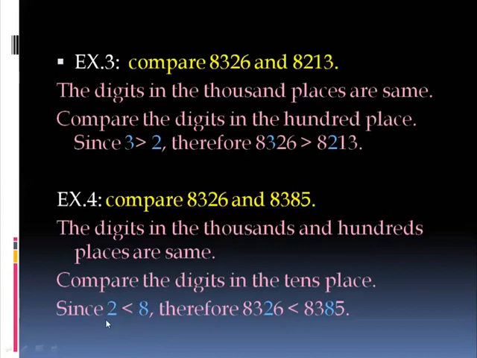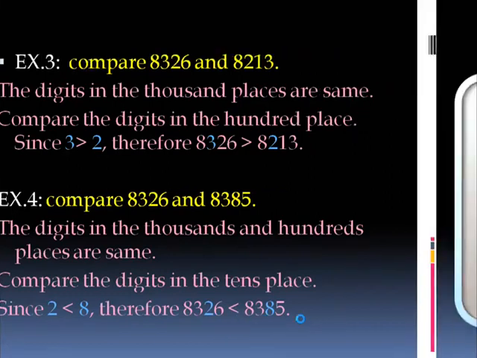Understood now? First you have to compare these two numbers. If the first number is less than the second number, you have to put the less than sign. If the first number is greater than the second number, you have to put the greater than sign. Understood now? Ordering of the numbers. Okay, 8,326 is less than 8,385.